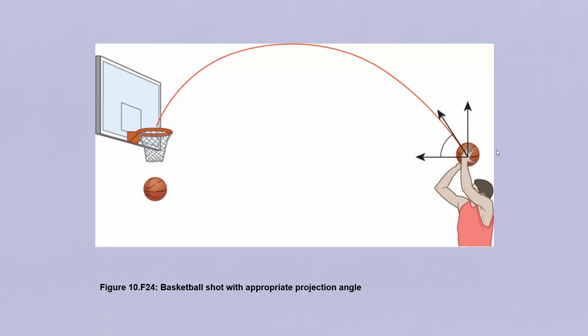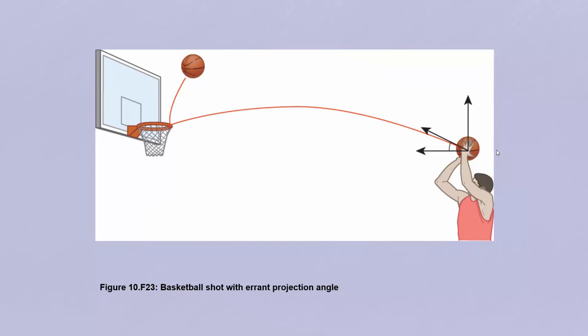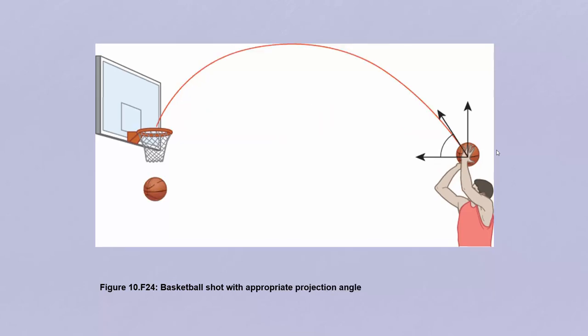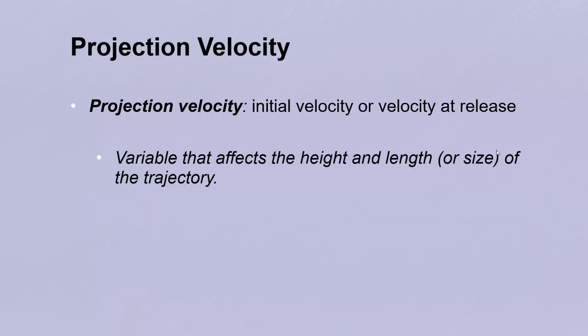So here are two examples. This is where the projection angle in this case was perhaps too low. I don't know what that is, 20, 25 degrees. So the coach says, okay, you need to heighten that up a little bit. And here you've got a nice little arc. You hear basketball people talk about arcs all the time. In this case, they're talking about a higher projection angle, so that the ball is able to fall into the hoop.